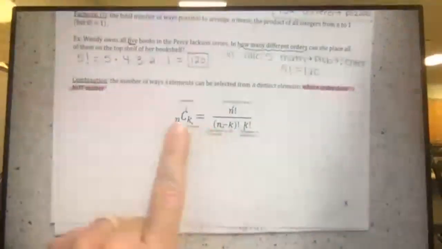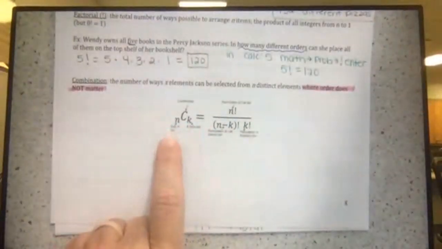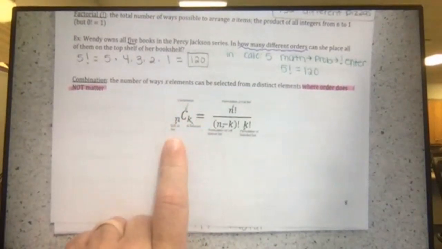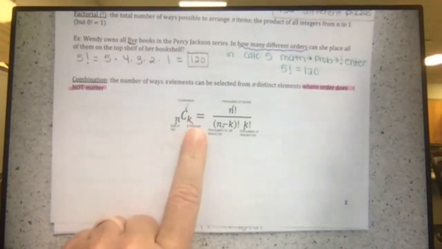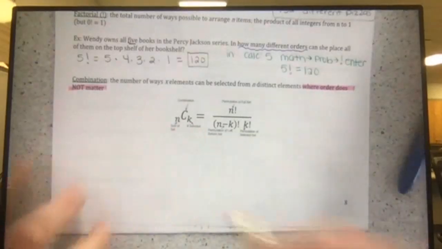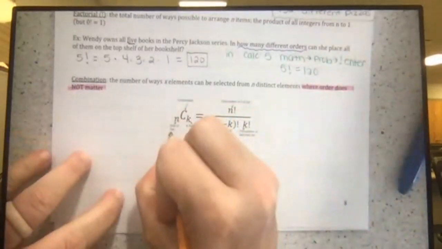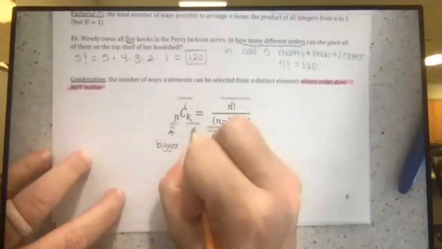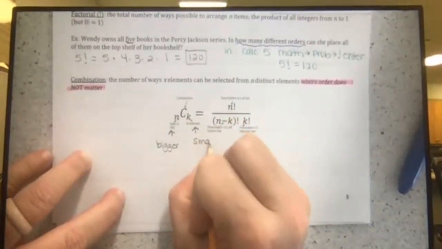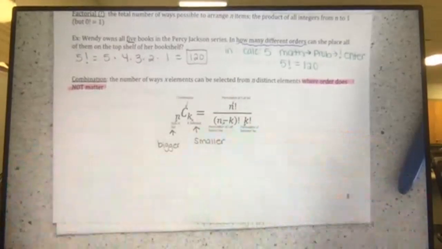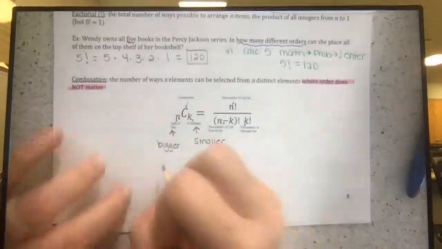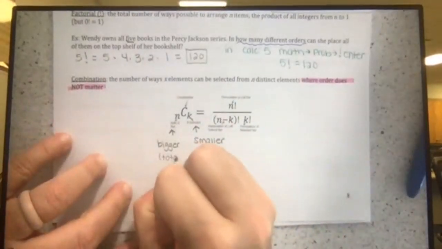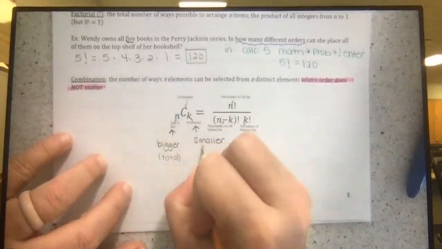Notice for our combination, it's going to be C. So we have n choose k. n is the number of items in the set, and k is how many are being selected. So n is always our total, the number of items in the set, so it's always going to be the bigger number. And k is how much you're selecting, so it's always going to be the smaller number.